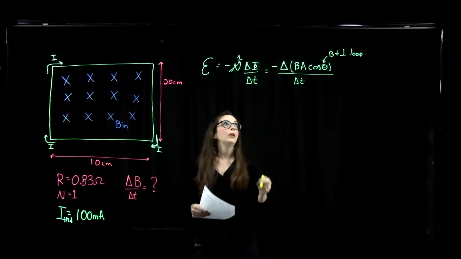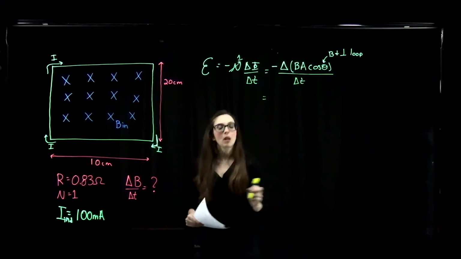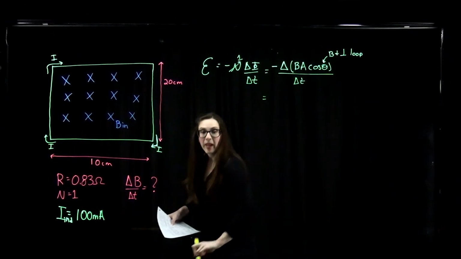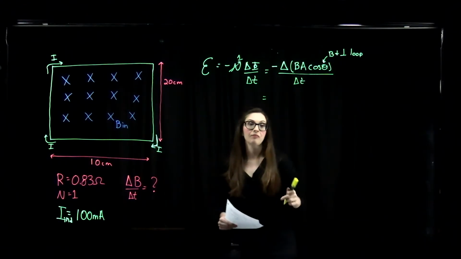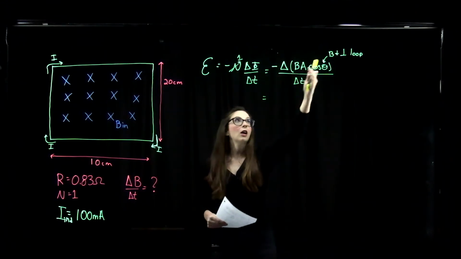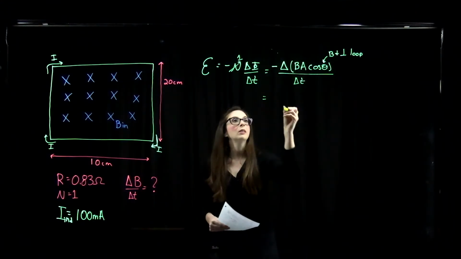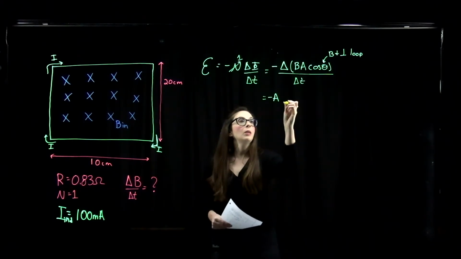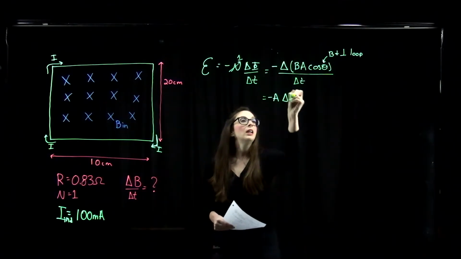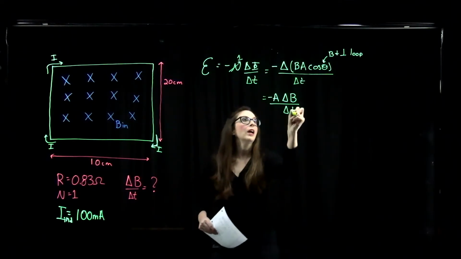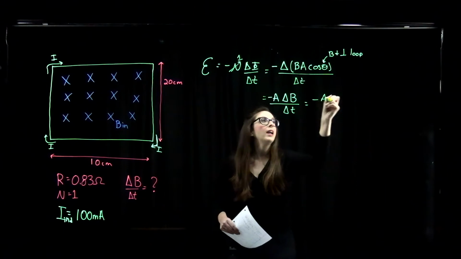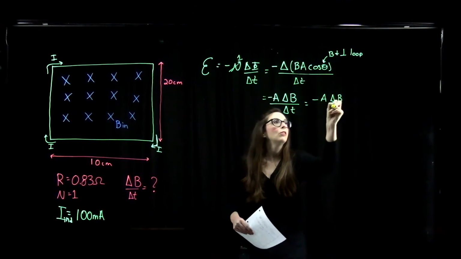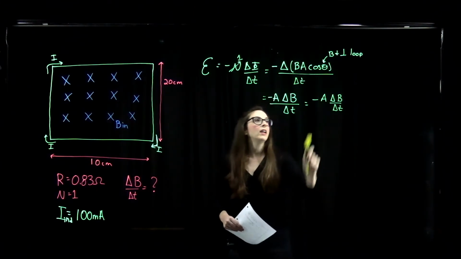Now in this problem, my area is not changing. So the area can come out of the change symbol. So this is going to be minus area times the change in magnetic field all over the change in time. Actually, I'm going to rewrite it like this: minus A times delta B over delta T, so that the A is just out here.